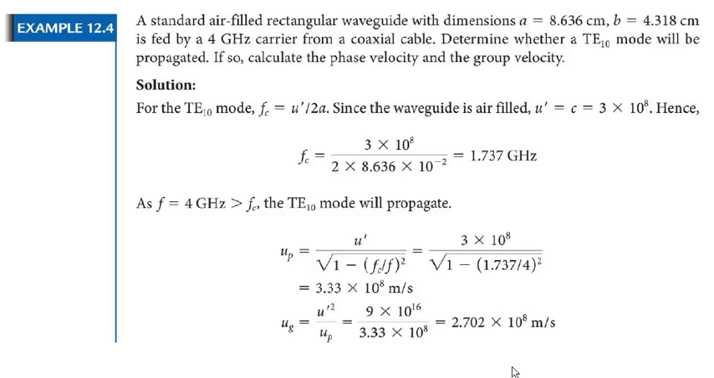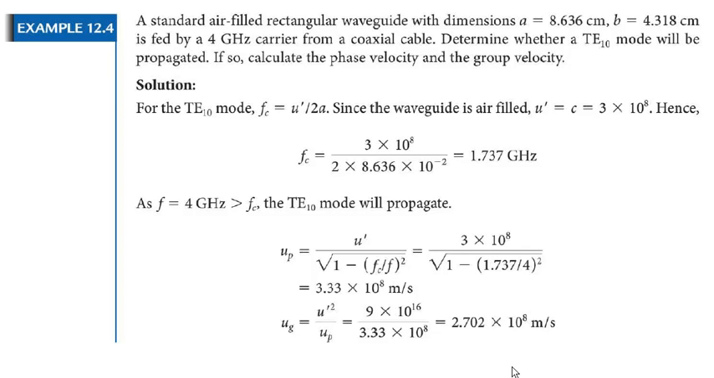So it is TE10 mode, so we can say that m equal to 1, n equal to 0. Our cutoff frequency equation is fc equal to u dash by 2 times the root of (m by a) whole square plus (n by b) whole square. That's the general equation. Here m is 1, n is 0, so we have root of (1 by a) whole square, that is 1 by a itself. So our fc is u dash by 2a.